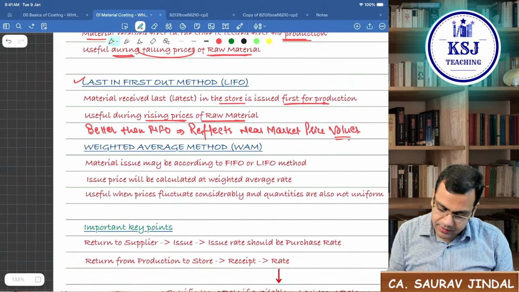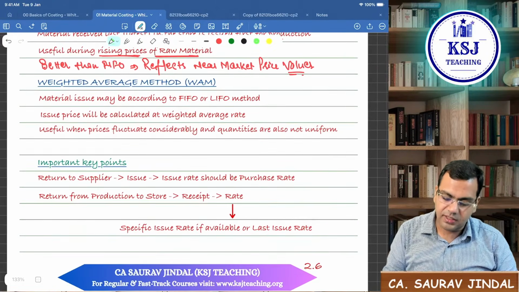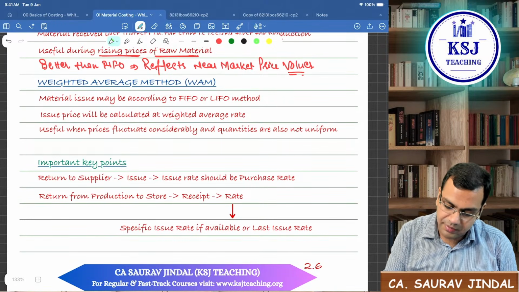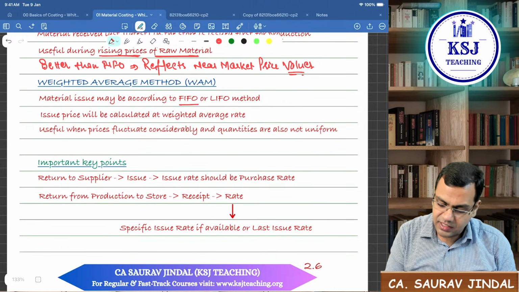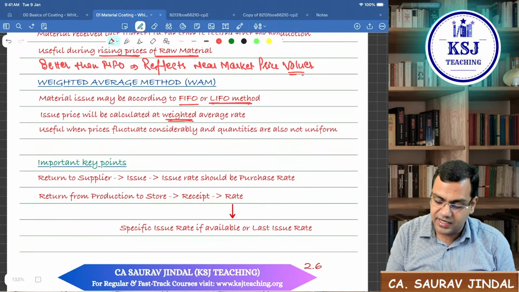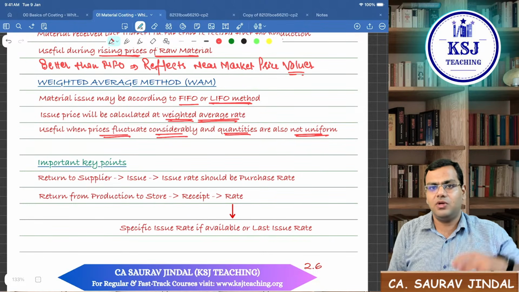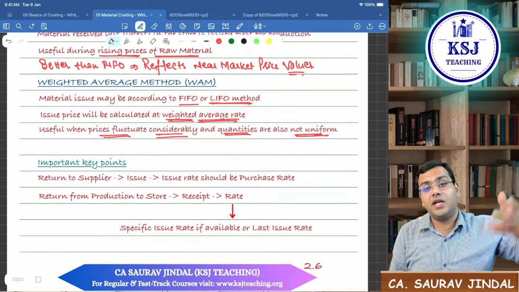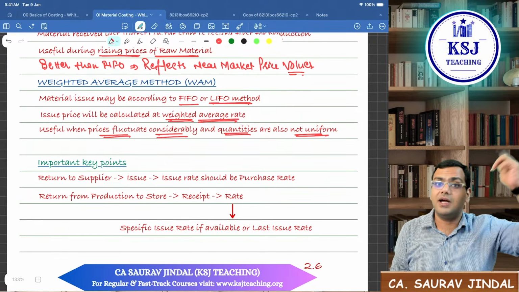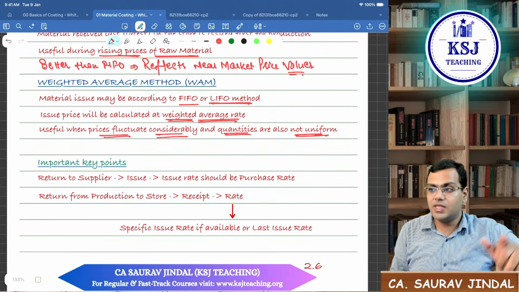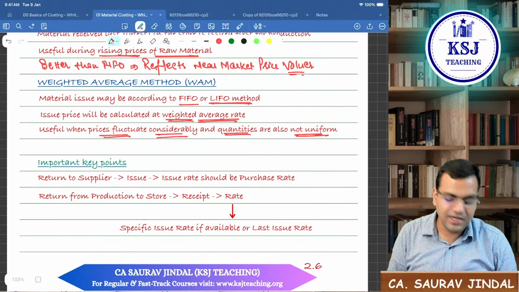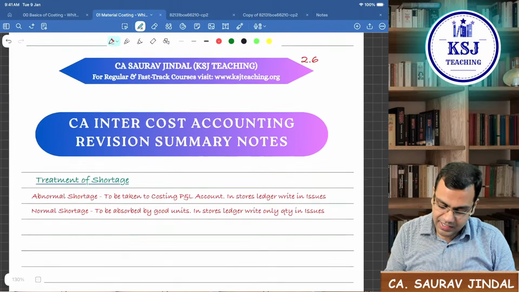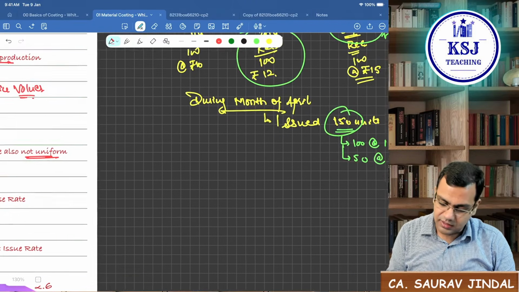Next we have the weighted average method. The weighted average method says the material issue may be according to FIFO or LIFO. That is fine, but the valuation is to be done at the weighted average rate. It is useful when the prices fluctuate considerably and the quantities are also not uniform. One time you are ordering 10 units, you are getting it at 10 rupees. Another time you are ordering 50 units, you are getting it at 20 rupees. Another time you are ordering 100 units, you are getting it at 15 rupees. So in that case, we do the weighted average.